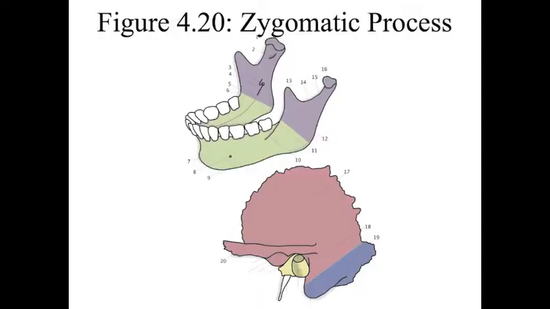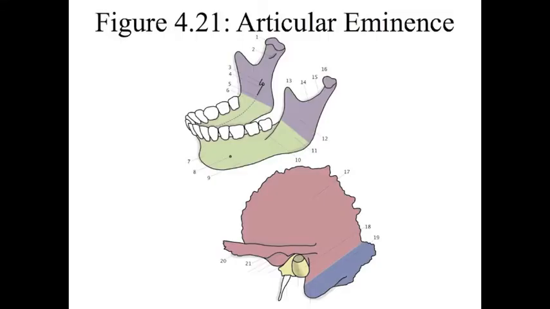Number 20 is the zygomatic process. This is the little portion of the temporal bone that sticks out and articulates with the zygomatic bone. Number 21 is the articular eminence. This is an important part of the temporomandibular joint. It's the most anterior portion of the joint, and it makes sure that the condyle doesn't go too far forward and get your jaw stuck. So that's the articular eminence.